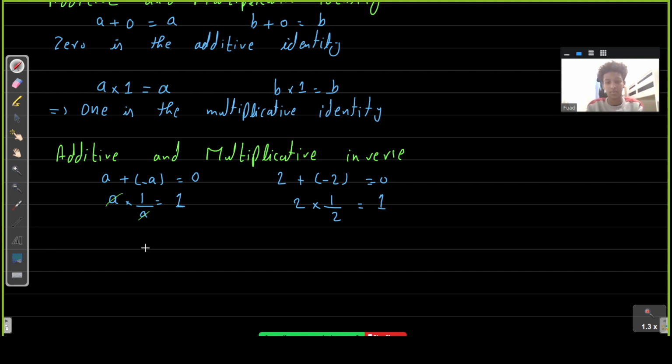I'm going to write another example here. You need to answer me. What should I multiply with 2 by 3 to get the answer 1? What is the reciprocal of 2 by 3? The reciprocal of 2 by 3 is 3 over 2. So if I multiply 3 by 2 with 2 by 3, we're going to get 1 as an answer. It means 2 by 3 is the multiplicative inverse of 3 by 2, and 3 by 2 is the multiplicative inverse of 2 by 3.